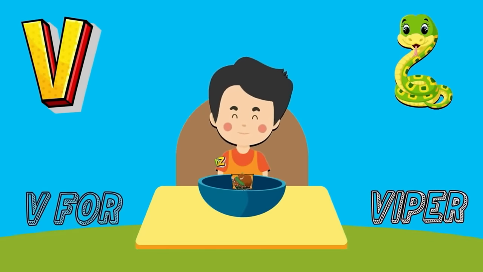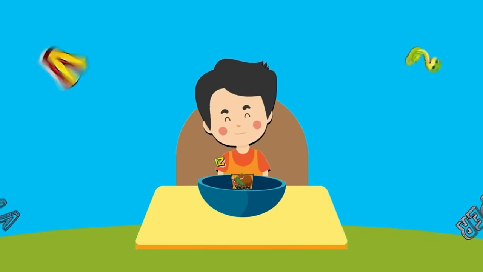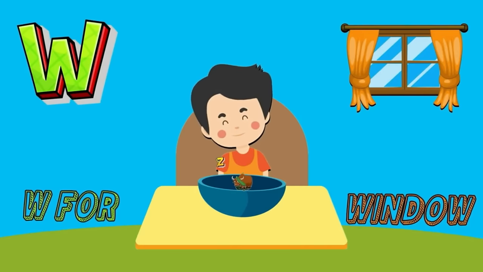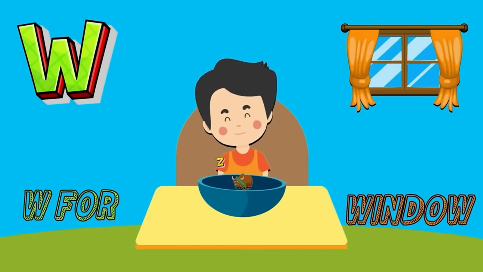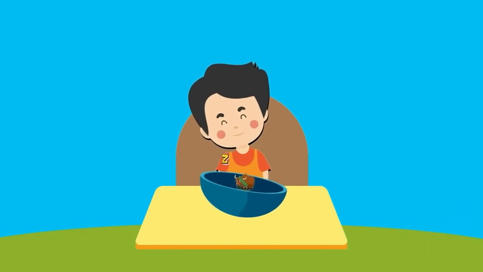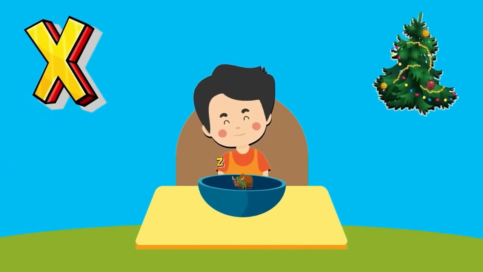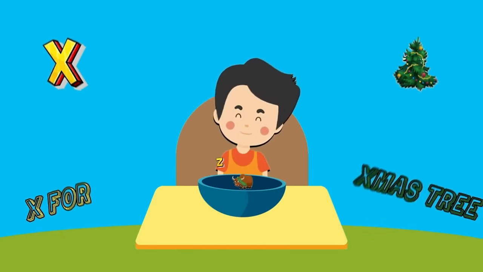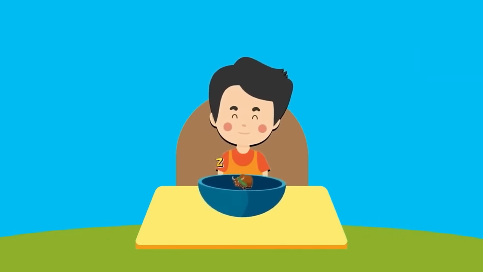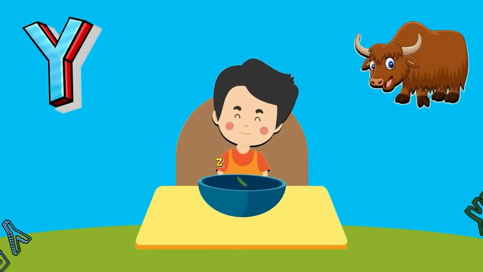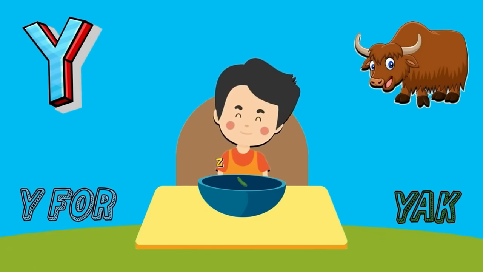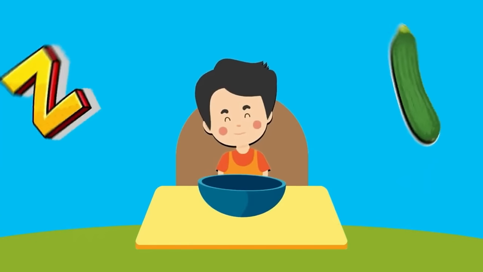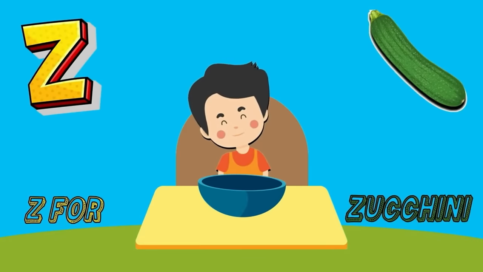V for wiper. W for window. X for Christmas tree. Y for York. Z for zucchini.